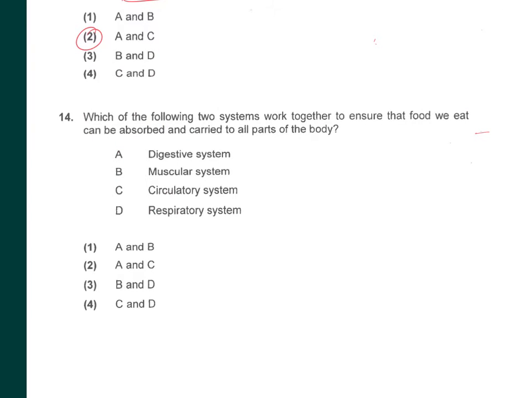Question 14. Which of the following 2 systems work together to ensure that the food we eat can be absorbed and carried to all parts of the body? Now, let's be careful. Which 2 systems work together to ensure that the food we eat gets absorbed and carried? When we see food eaten, we need the digestive system to break down the food. And the food needs to be carried to different parts of the body, and we therefore need the circulatory system. Alright? So the answer is A and C.